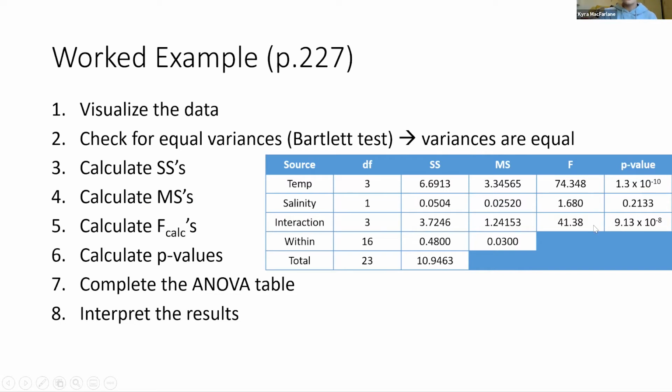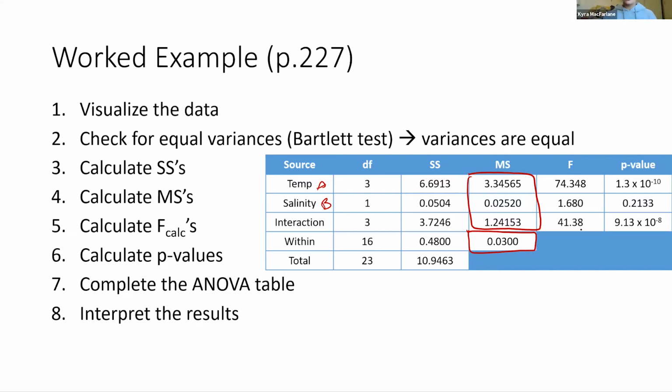So remember, if our f-calc is greater than 1, that means that our mean squares among is bigger than our mean squares within. These ones here are mean squares among for factor A, factor B, and the interaction. This one here is our mean squares within. So each of these f-calcs is calculated by putting this in the numerator and then this in the denominator.